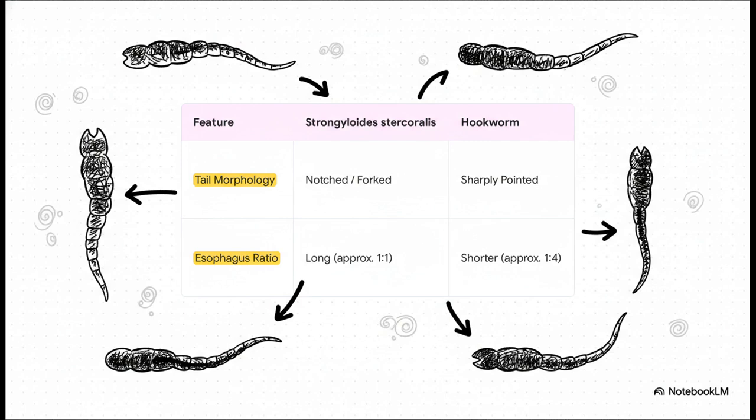Strongyloides has a very distinctive notched or forked tail. Hookworm larvae, on the other hand, have a sharply pointed tail. It's a dead giveaway. Second, you have to check the ratio of the esophagus to the intestine. In strongyloids, the esophagus is super long, about half the length of the body, giving you a 1-to-1 ratio to the intestine. In hookworms, it's much, much shorter, closer to a 1-to-4 ratio. Get those two down and you're golden.